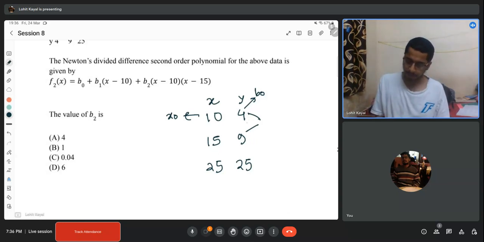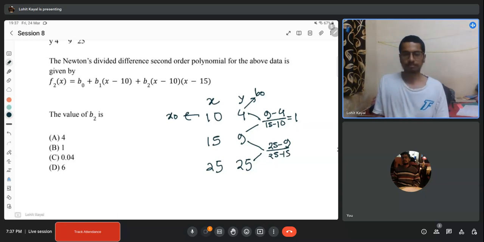Now I will take the difference. So this term will be 9 minus 4 divided by 15 minus 10, just similar to the forward difference. This value is equal to 5 by 5, which is 1. This value is 1. Okay. Now I will do this thing again. 25 minus 9 divided by 25 minus 15. So this is 16 by 10, which is equal to 1.6. Now I have only 2.